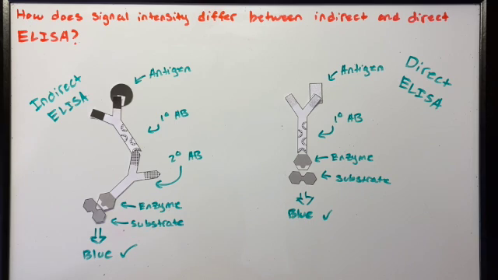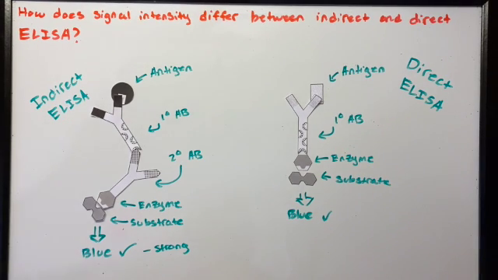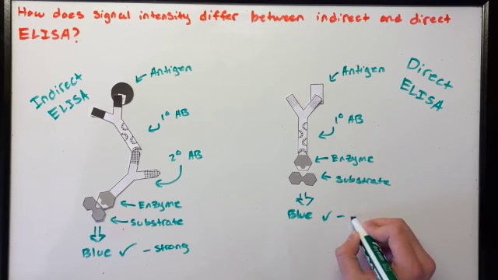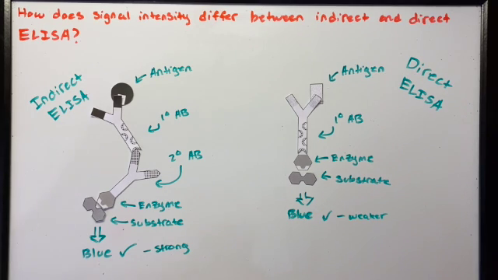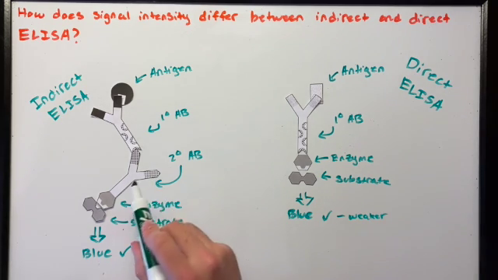We know that a blue color change will occur in both an indirect and a direct ELISA. But in this situation, we want to determine whether the signal intensity, or the amount of color change, will differ between an indirect ELISA and a direct ELISA. In an indirect ELISA, there will be a lot of color change, and the signal intensity will be very strong. But in a direct ELISA, the signal intensity will be weaker, and there will be less of a color change. This is due to the presence of a secondary antibody.